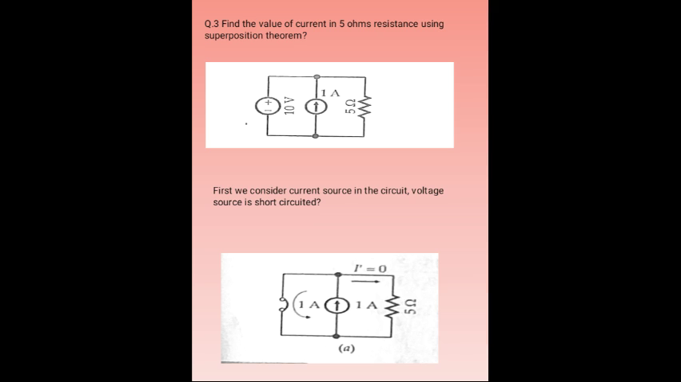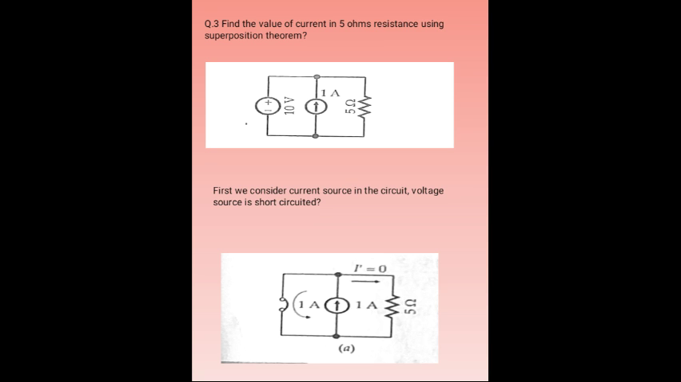So first we remove the voltage source from the circuit and the current source is kept in the network. So the value of current IA or I1 in 5 ohm resistance is equal to 0 ampere because the 5 ohm branch is shorted. So the value in 5 ohm resistance is 0 ampere.